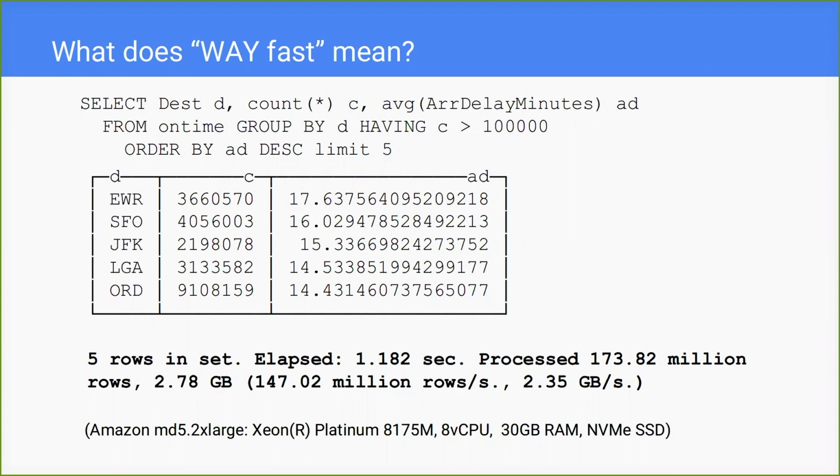It processes over 170 million rows. And then we get our answers. So this thing is really quick. This is on an Amazon machine, not particularly capable. It does have fast storage, but it's definitely not a monster by any means. So this is what we mean by fast.